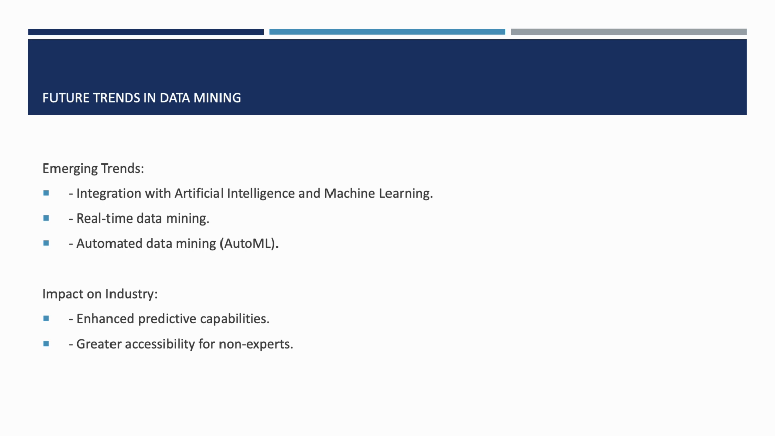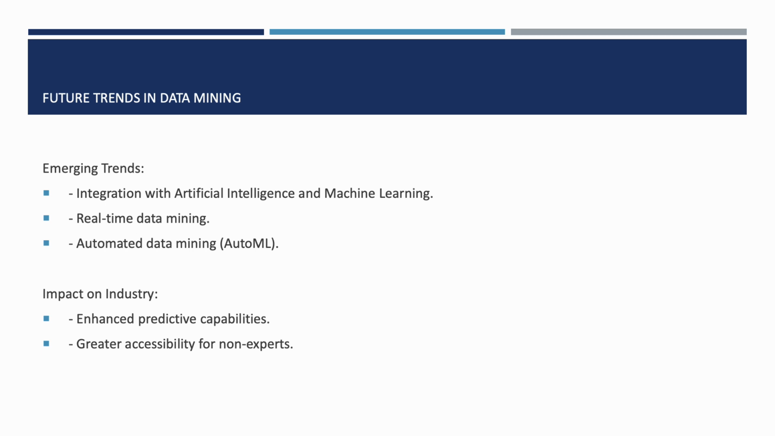Then the third one is automated data mining. These platforms are becoming more popular nowadays, allowing non-experts to build sophisticated models with minimal human intervention. AutoML automates the end-to-end process of applying machine learning to real-world problems, from data preparation to model selection and tuning, making data mining more accessible.